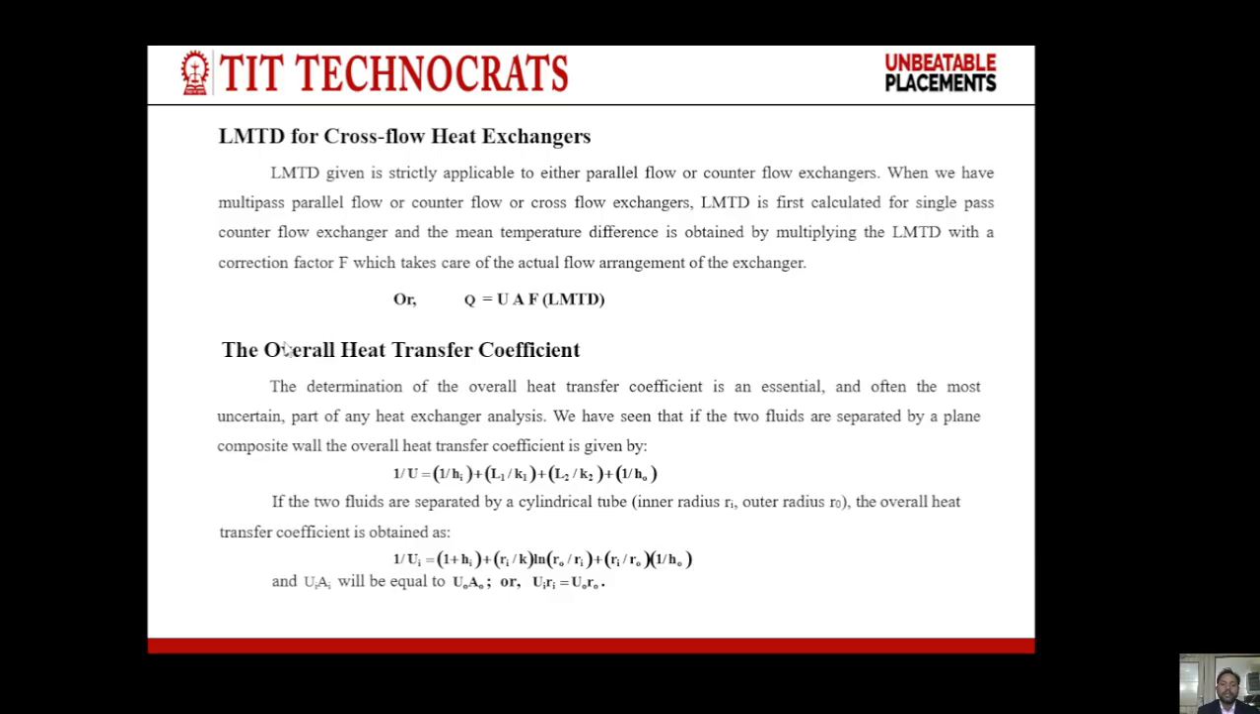Here U is the overall heat transfer coefficient, which will be calculated if we are having a conduction convection combined mode of heat transfer, which basically takes place inside a heat exchanger. So we will use this formula to find out the heat transfer through the heat exchanger by using 1 upon U is equal to 1 upon h inside plus L1 upon K1 plus L2 upon K2 plus 1 upon h outer. So this is the conduction convection combined overall heat transfer coefficient.